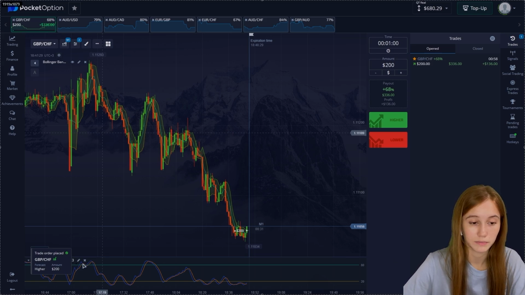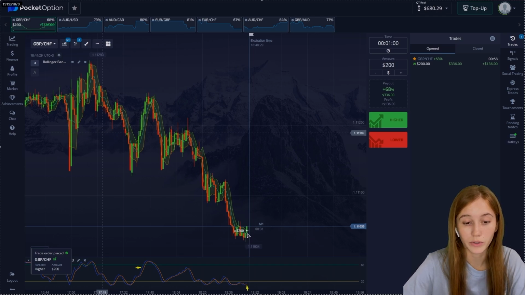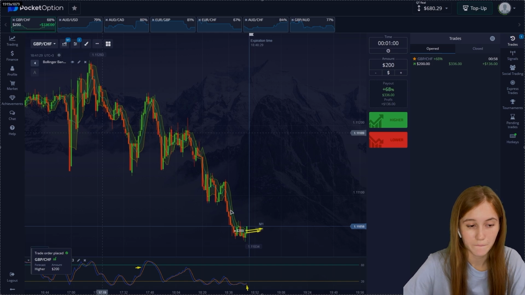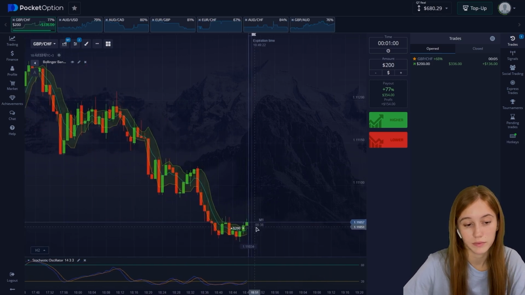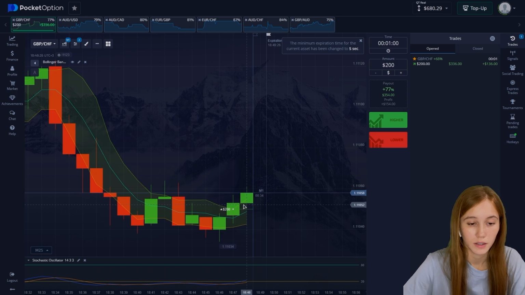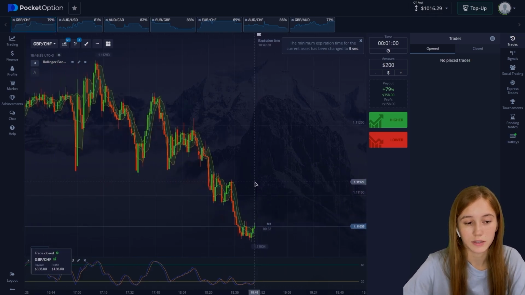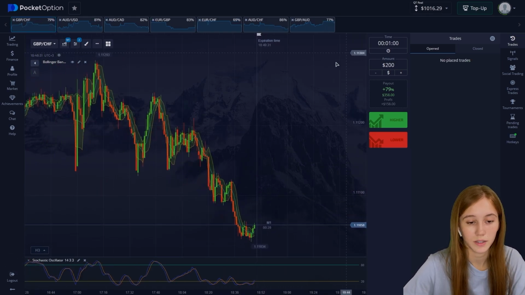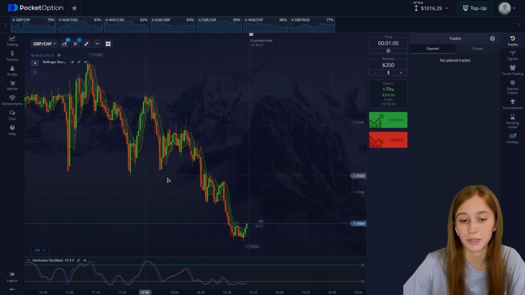Well, let's see what we have here. On the stochastic, we see an intersection with the orange line. So that's why we open for an increase. 3 seconds left until the end of the deal. That's great, we see our plus deal.